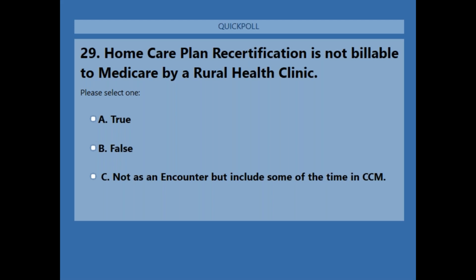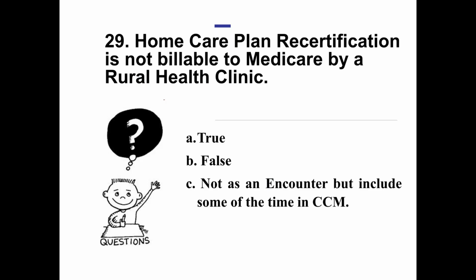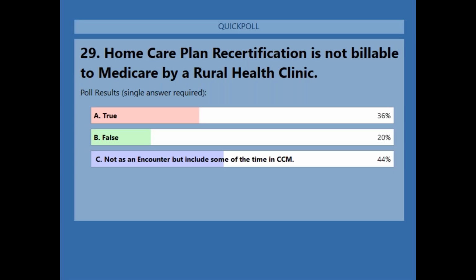Okay, let's close it out, Danny, and can you give me the answers for this one? Yep, you've got 36% true, 20% false, and 44% not as an encounter, but includes some of the time in CCM.